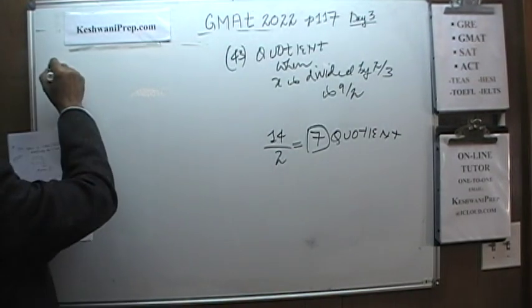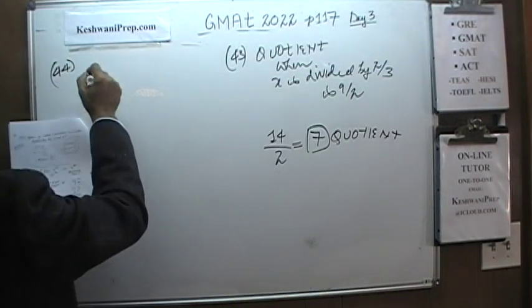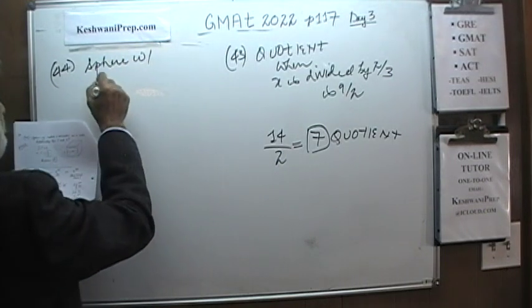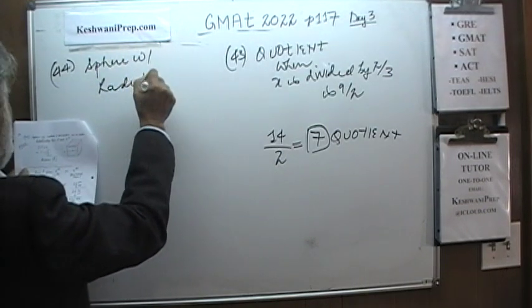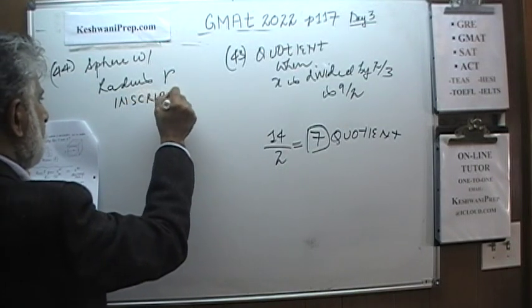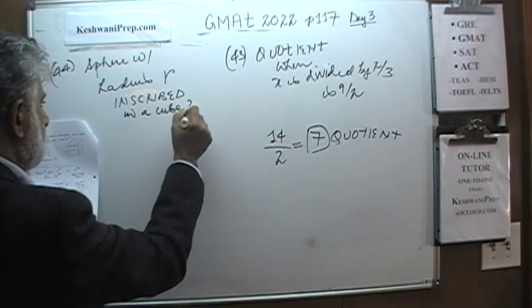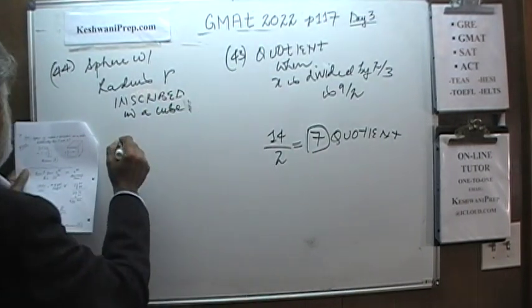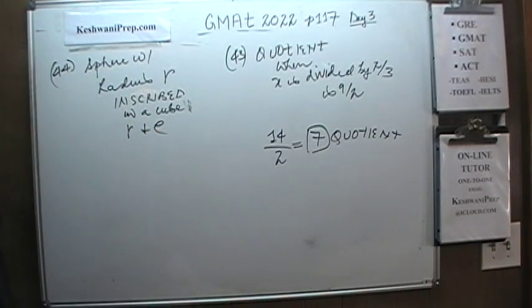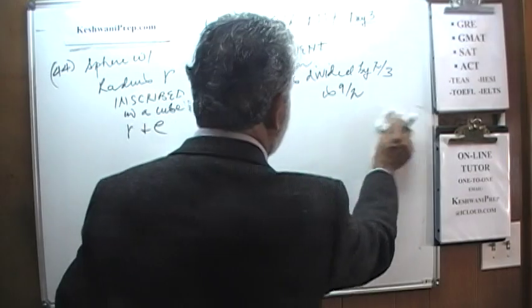Number 44. In 44 we are told that this sphere with radius r is inscribed in a cube. The question is, what's the relationship between r and e? How are r and e related if we have a sphere that is inscribed in a cube?